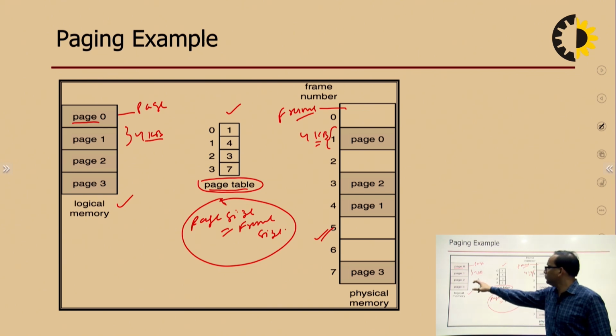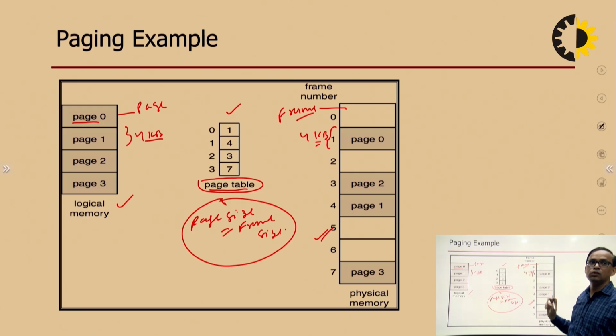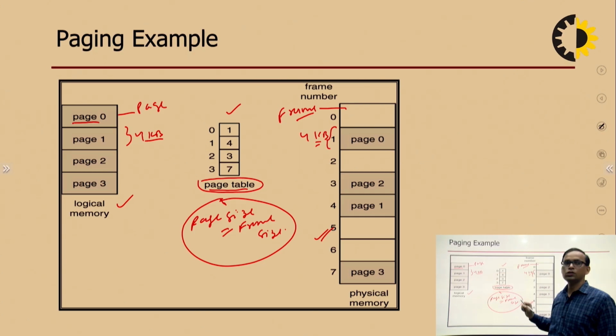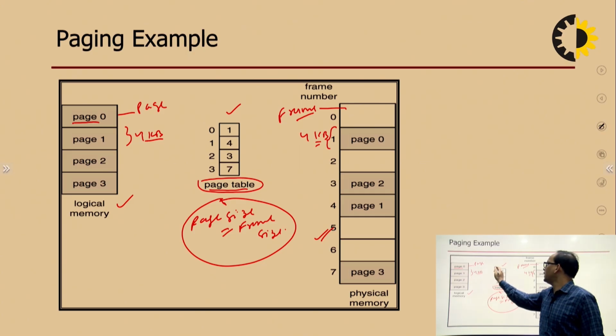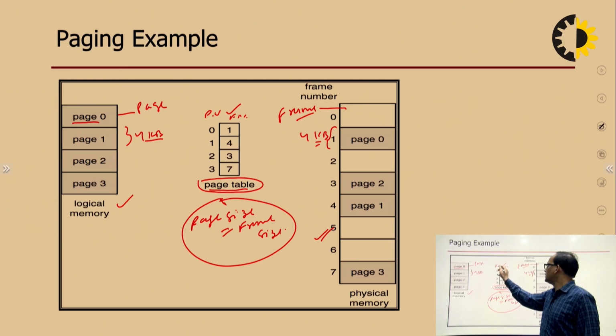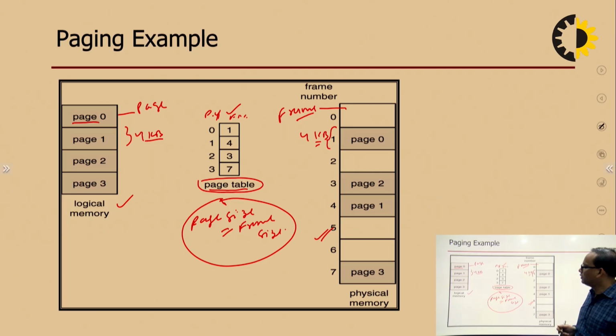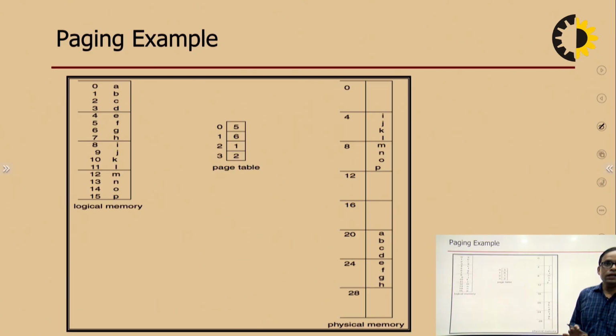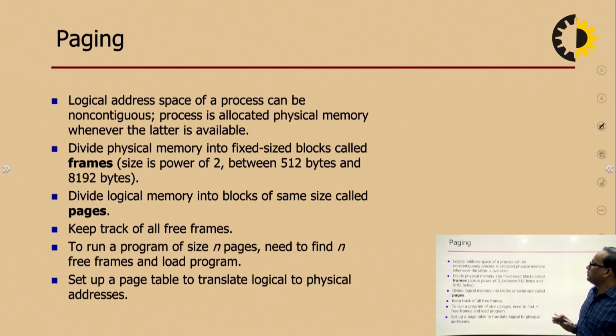So once we load the pages into frames, then we need to update the page table. So page 0 is loaded into 1. This column is known as the page number, and this column is known as the frame number. So after loading the page into main memory, we have to update the page table. This is another example, but what is the main concept?